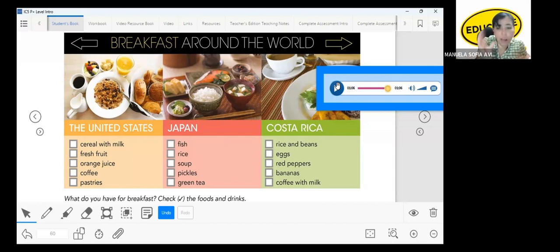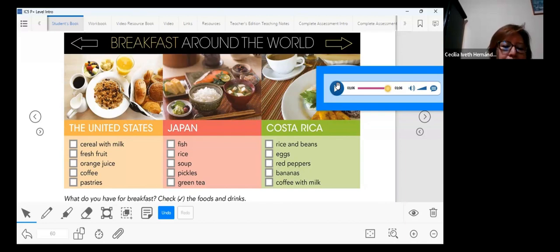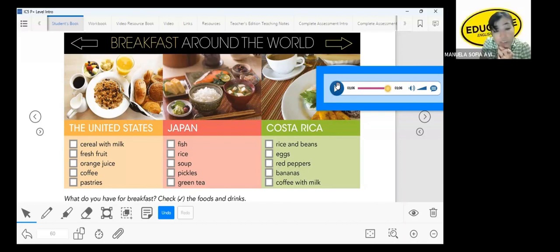So between the United States breakfast and Japan's breakfast, because Costa Rica I think is very similar, maybe most of us will say, okay, Costa Rica's one. I want to eat that one. But between the United States and Japan, what do you think? Would you try Japanese breakfast? Fish? It's very different. Yes, it is. So what do you think? Would you try it?